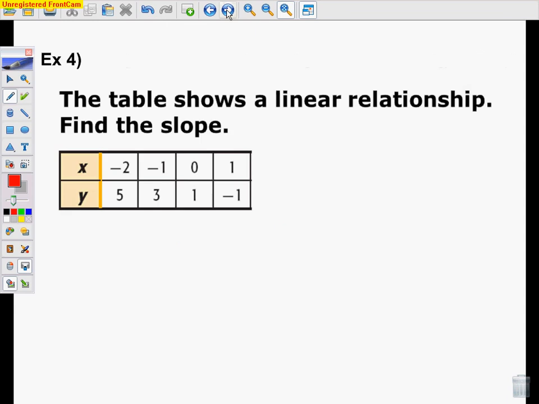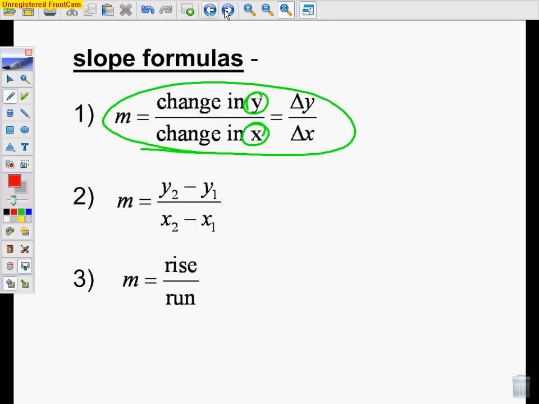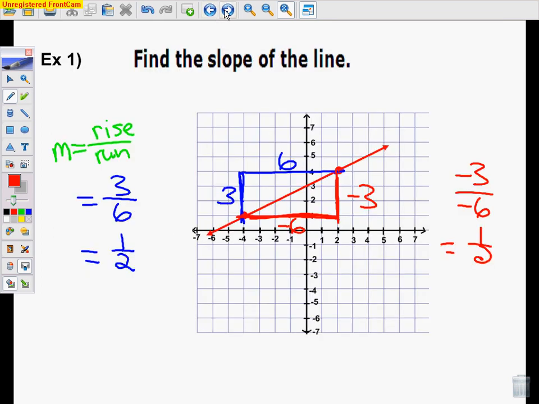All right, moving on. This table shows a linear relationship, find the slope. No matter what, if you have a line, any 2 points on a line will always give you the same slope. I'm going to go back a little bit. Let's go to this one. We said the slope of this line is 1/2. Any 2 points on this line would have given you the same slope.